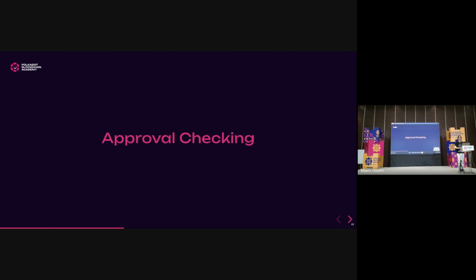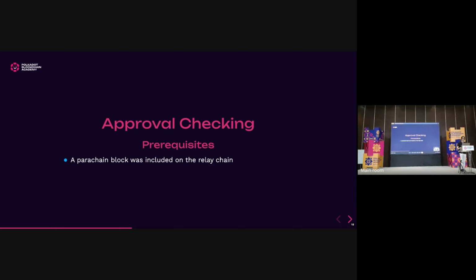Cool. Continuing. So approval checking is, I think, the most important part of the ELVES protocol. This is where the actual magic happens. This is the magic sauce that makes parachains an alternative to something like optimistic rollups or ZK. This is the unique part. And one of the prerequisites is that we only start the approval checking process on parachain blocks that have been included on the relay chain.